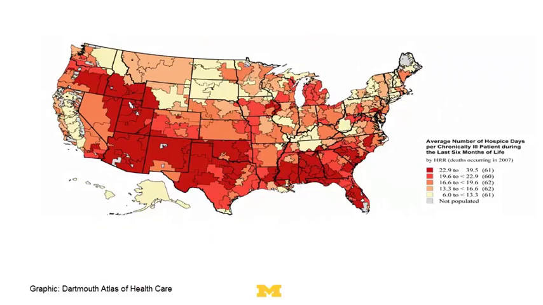Here's one more, though, where it gets sort of problematic. This is the average number of hospice days that someone spends if they're chronically ill. Now, you'd think this should be pretty much the same across the country, yet you see huge differences, right? Like, if you look just in the state of Tennessee here, there's regions where it's between 6 and 13 days, and then right adjacent to it, it's above 23 days.